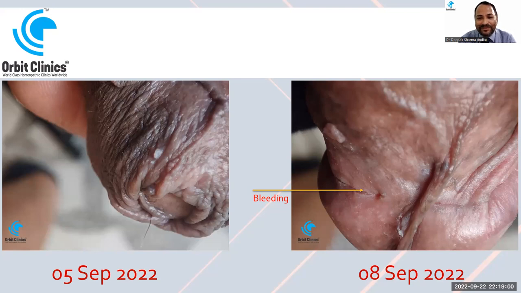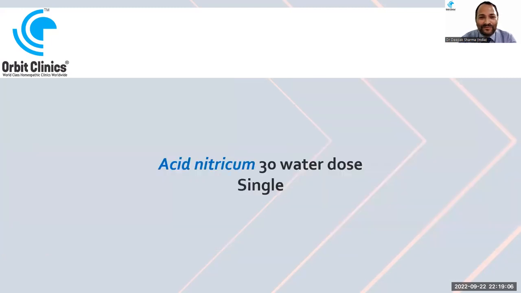आर्सेनिक के पर्सनैलिटीज के जो वार्ड्स हैं, वो हमने हेड पे भी देखे हैं, चिन एंड चिन पे भी देखे हैं, बहुत सारे ठीक हुए हैं आर्सेनिक से भी. तो उसके बाद हमने एसिड नाइट्रेट 30 वाटर डोज, और ये भी हमने सिर्फ सिंगल डोज यूज करी.